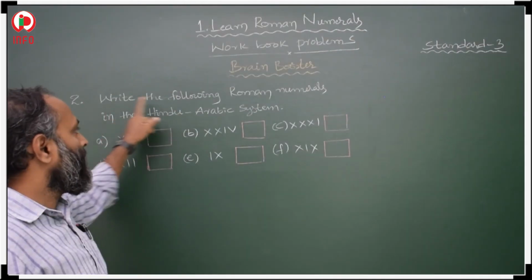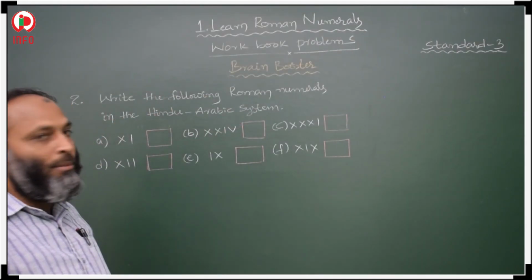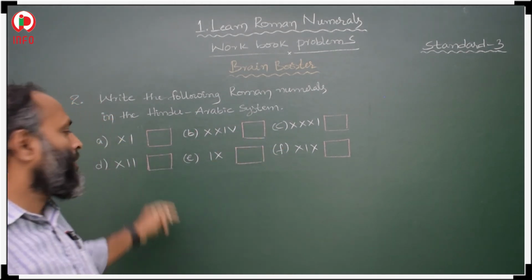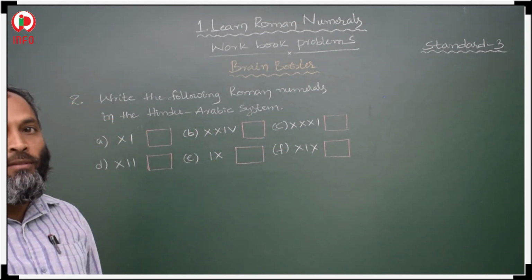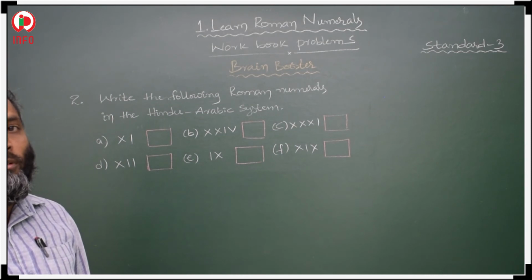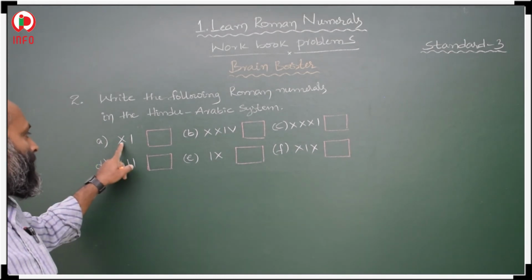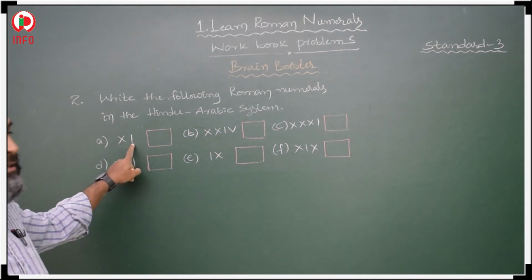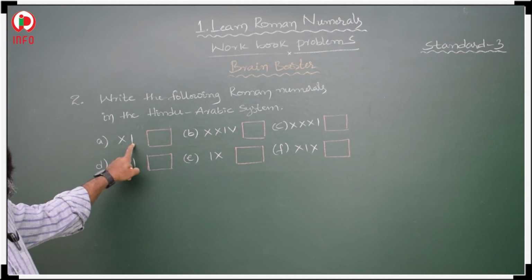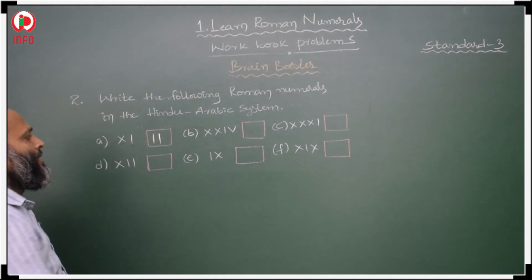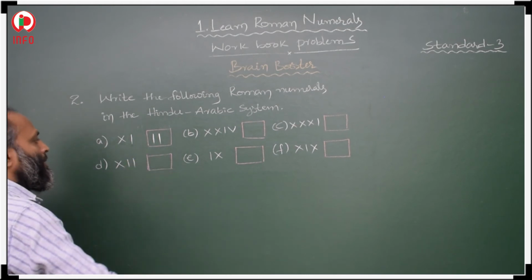Okay. Write the following Roman numerals in the Hindu-Arabic system. 1, 2, 3, 4, 5, 6. Six Roman numerals are given. These Roman numerals we have to write in the Hindu-Arabic system. This is 10, 10 plus 1. This is on the right side, so we have to add 10 plus 1, 11. This is 11.